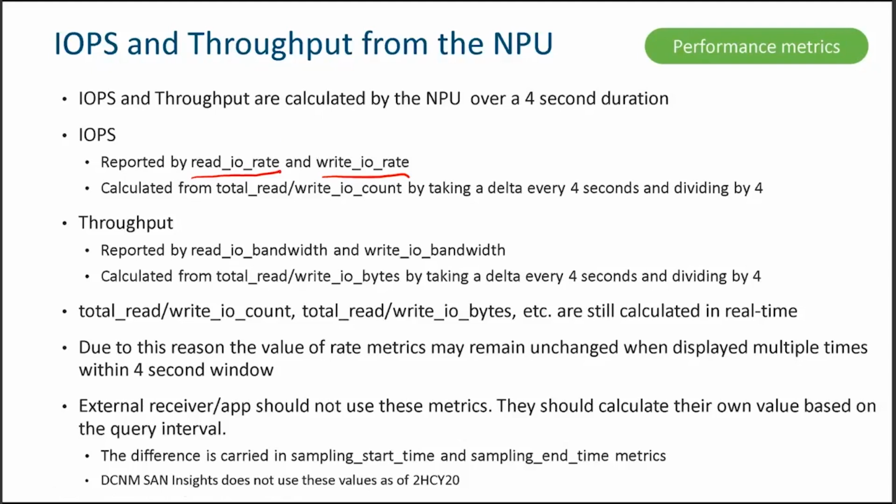You don't get to see on a switch what happened between 8 and 12 seconds from now. No, you don't get to see that on the switch. For a historic view, you go to your DCNM SAN Insights.